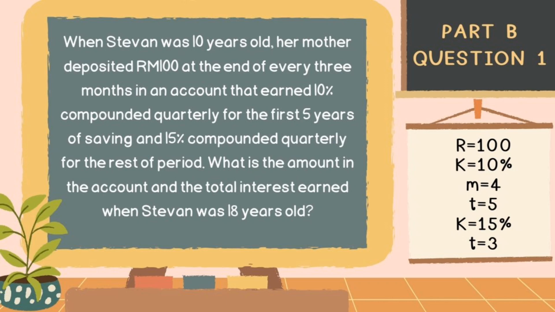Her mother deposited 100, so that means it is R, which is the credit payments. K is the annual nominal rate, which is 10%. M is 4, as it is compounded quarterly. T is 5, which is the period of time on a yearly basis for the first 5 years. And then K for the remaining years is 15%. M is 4 because it is compounded quarterly, and for T, we have to subtract 15 years from 18 years to get the rest of the period, which is 3 years.